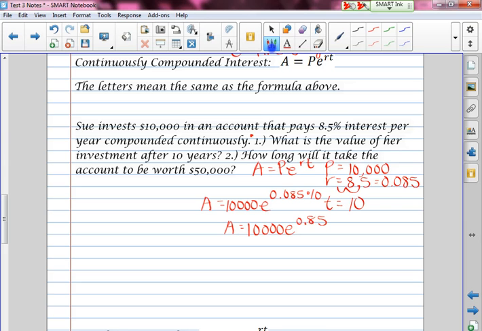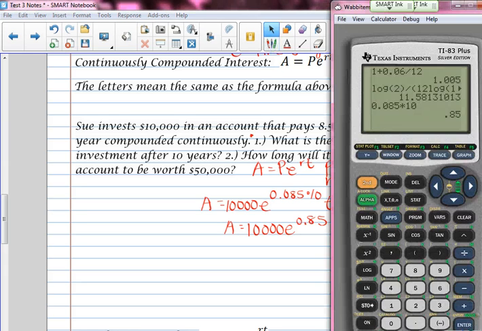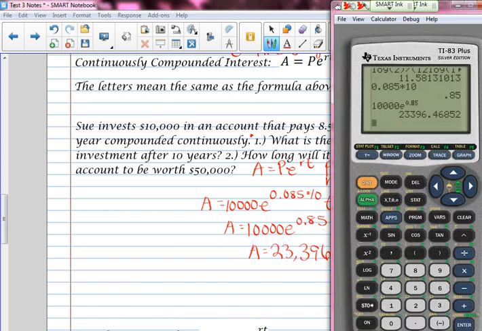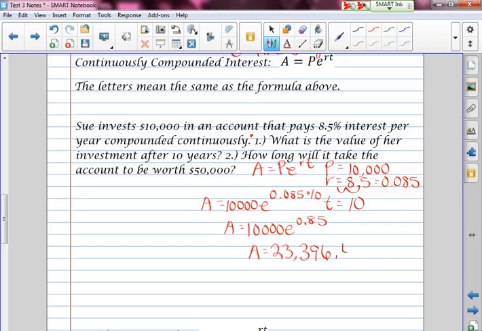Now you're ready to put it in the calculator. You don't have any variables over there anymore. So plug it in: 10,000 times E to the 0.85. And you get $23,396.47.